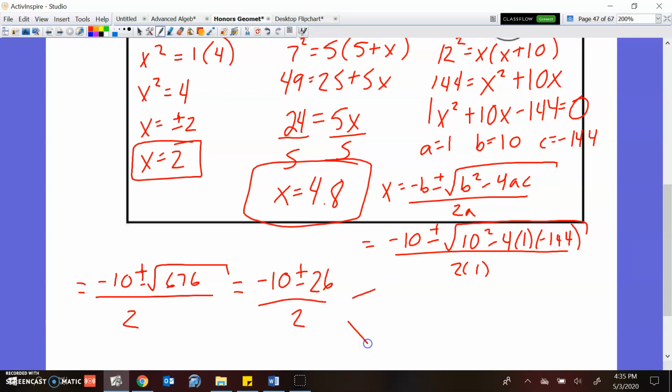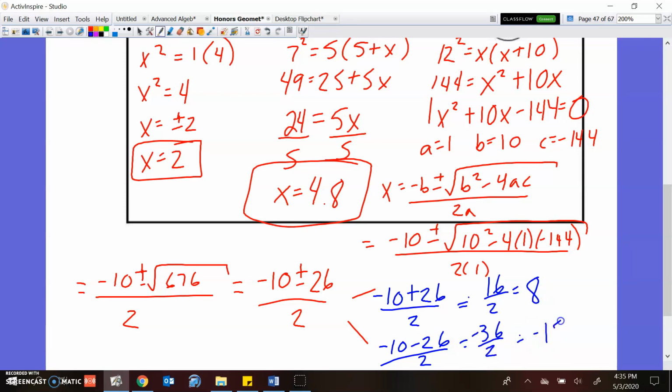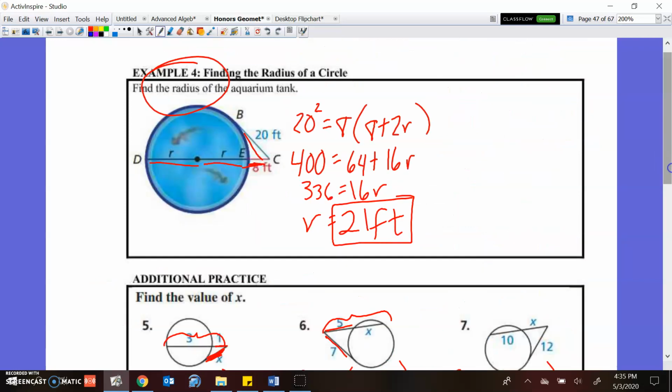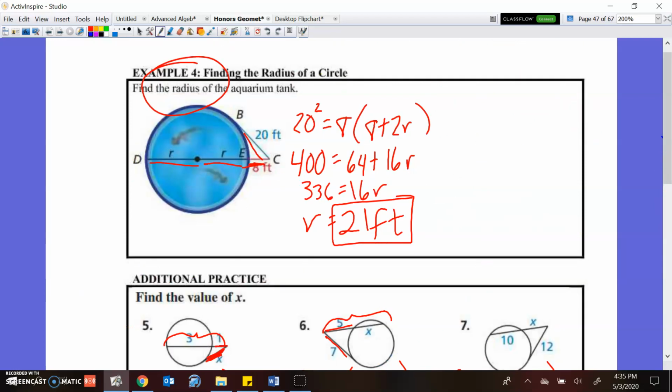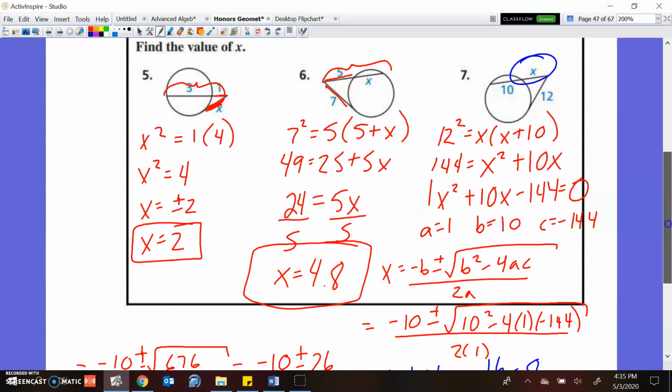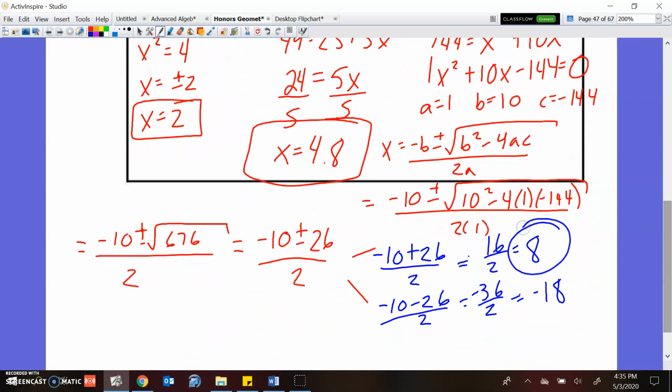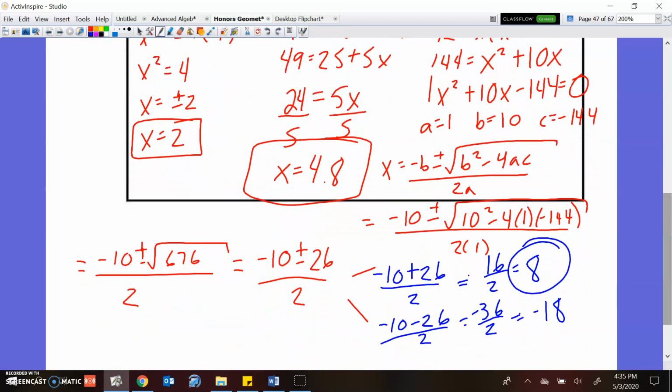So if I break that into my two categories, and I'll write in blue, I can do negative 10 plus 26 over 2 and negative 10 minus 26 over 2. Negative 10 plus 26 is 16 over 2, which is 8. Negative 10 minus 26 is negative 36 over 2, which is negative 18. And when I look back at my problem, negative 18 would imply that I have a negative distance. So that one's not going to apply, and so my answer is 8. They're just asking for the value of x here, so x is equal to 8.